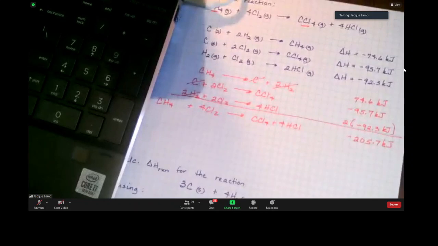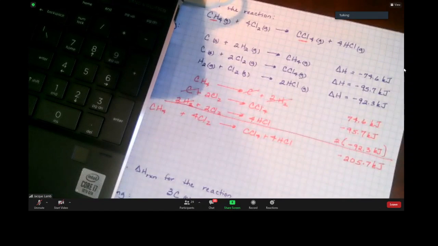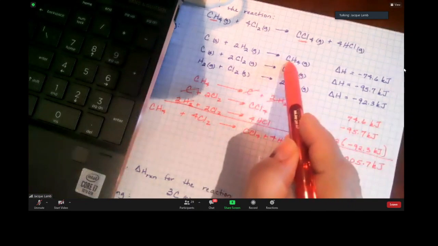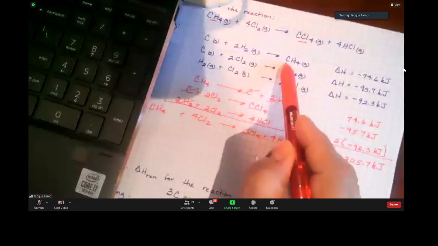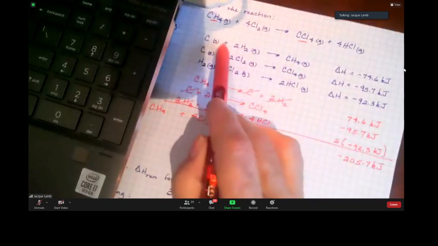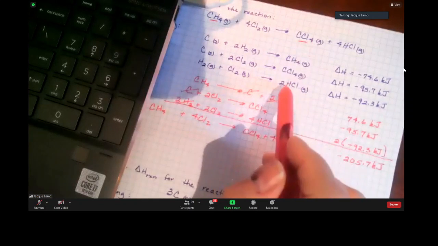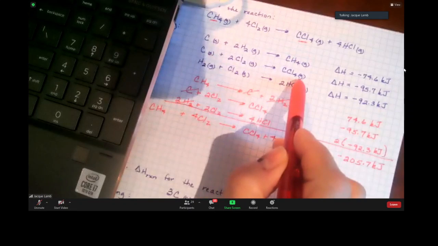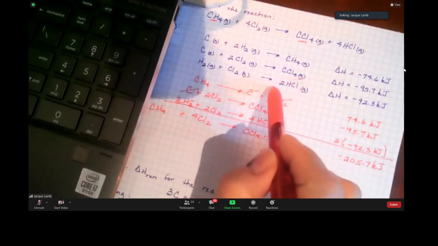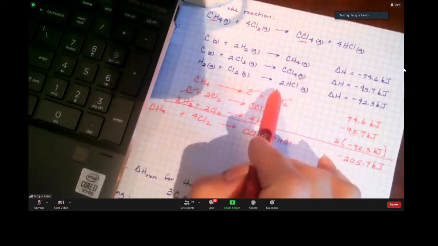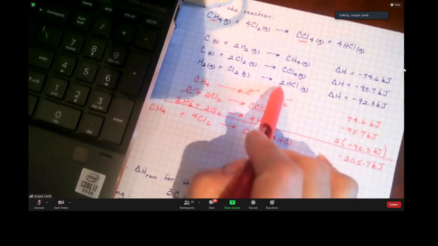So this is the one that I did. And as I said, the way I do it is I look for the species that I want. I need methane as a reactant, so I know I have to flip this. I need this as a product, so that's fine in that order. This is in my other product, but I needed 4 of them, and this only gives me 2, so that tells me I have to multiply it by 2.